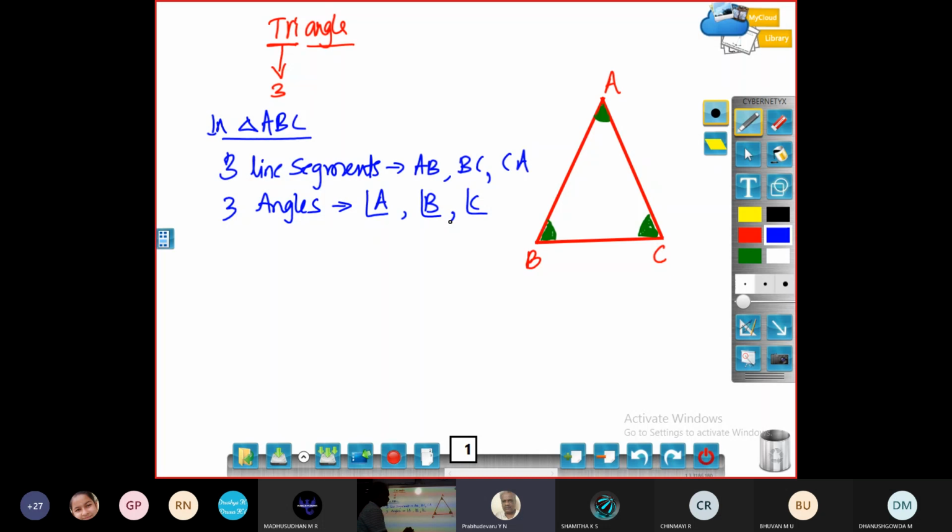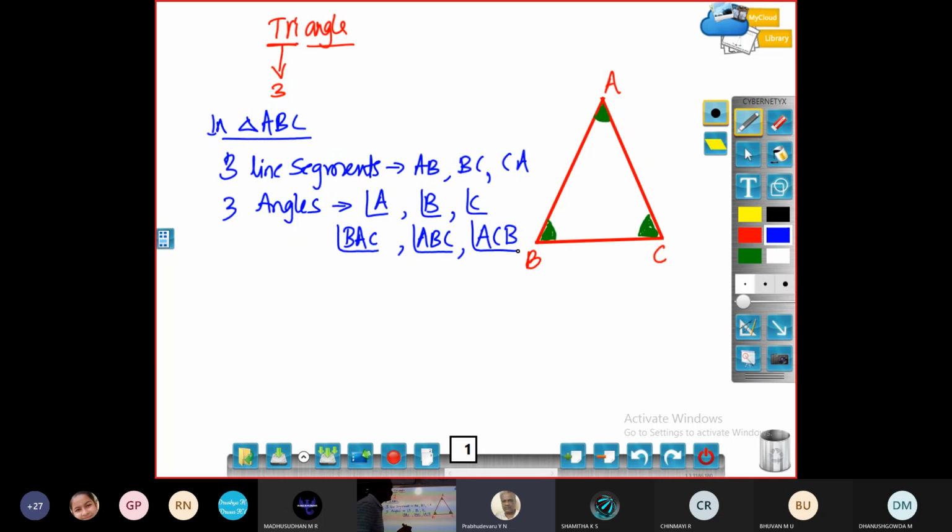Angle A we can represent in another way, angle BAC. You can write angle BAC or CAB. Angle B also we can represent, you can write it as angle ABC or CBA. Then the last one is ACB or BCA. In any one of these methods you can represent these angles.